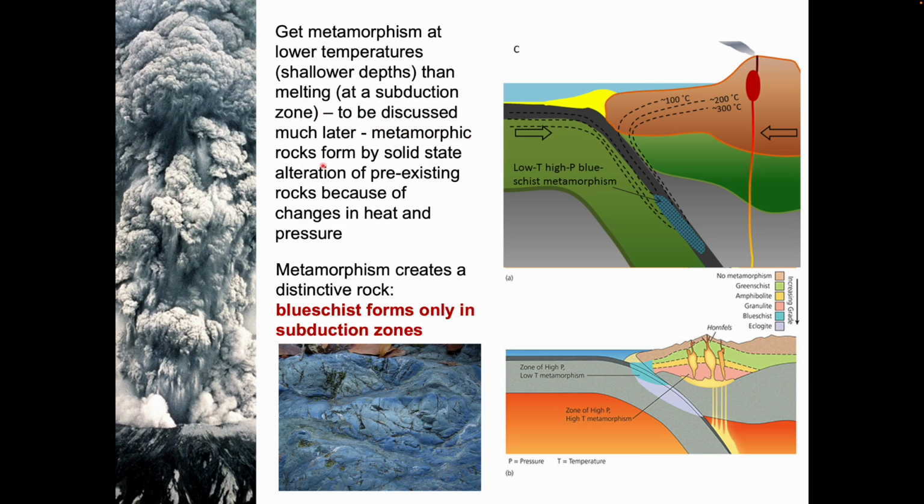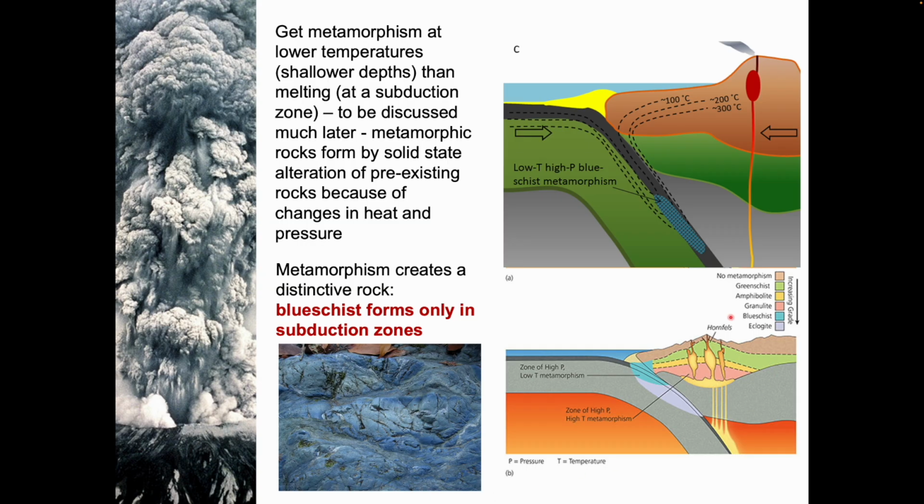Metamorphic rocks form overall by solid state alteration of pre-existing rocks due to changes in heat and pressure. In subduction zones, metamorphism creates a very distinctive rock called blueschist, or a blueschist facies, which is distinctively formed in subduction zones. It's this nice, very beautiful blue metamorphic rock.